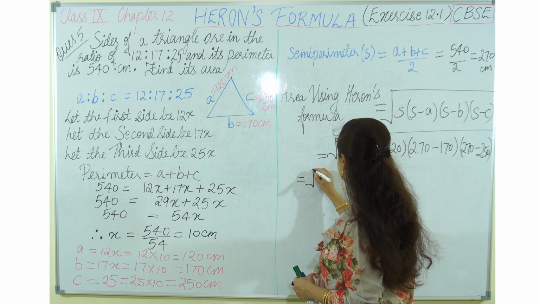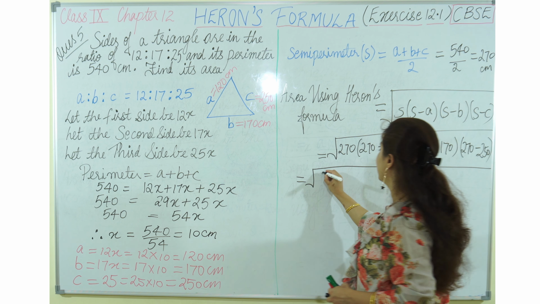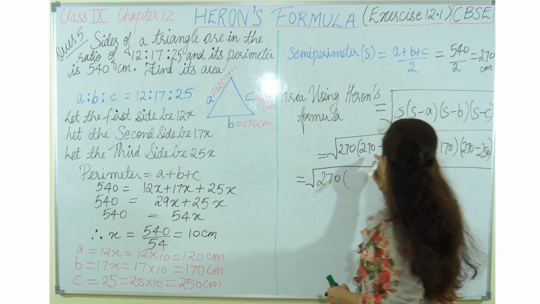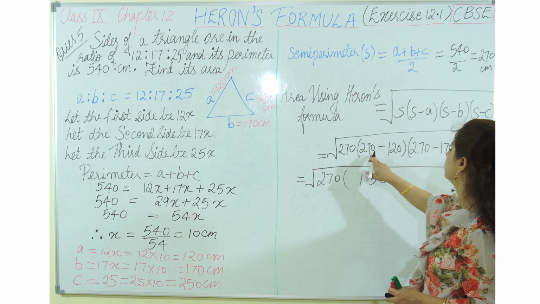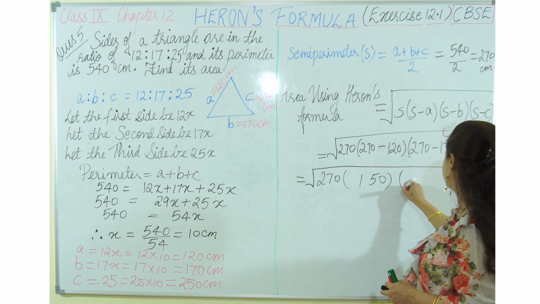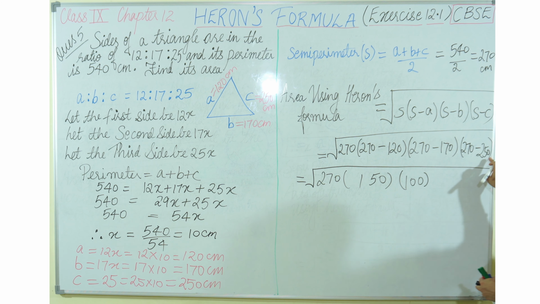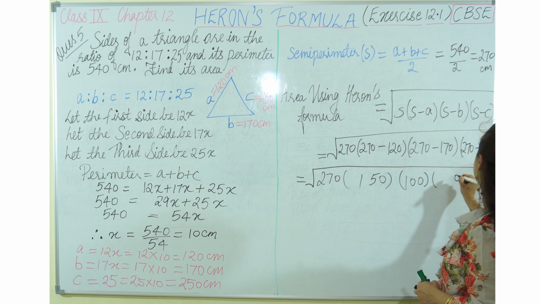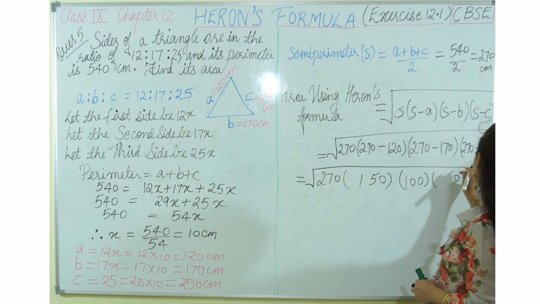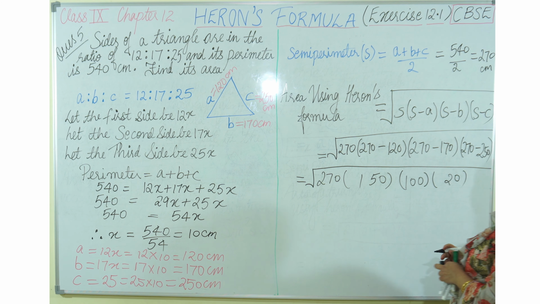So 270 minus 120 will give us the value of 150, okay. Yes, it will give us 150. 270 minus 170 will give us 100, then 270 minus 250 will give us 20, okay, will give us 20.